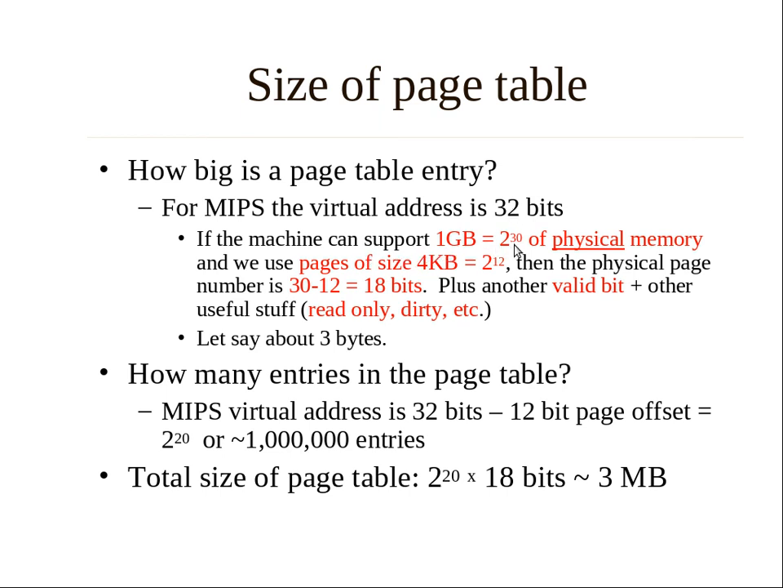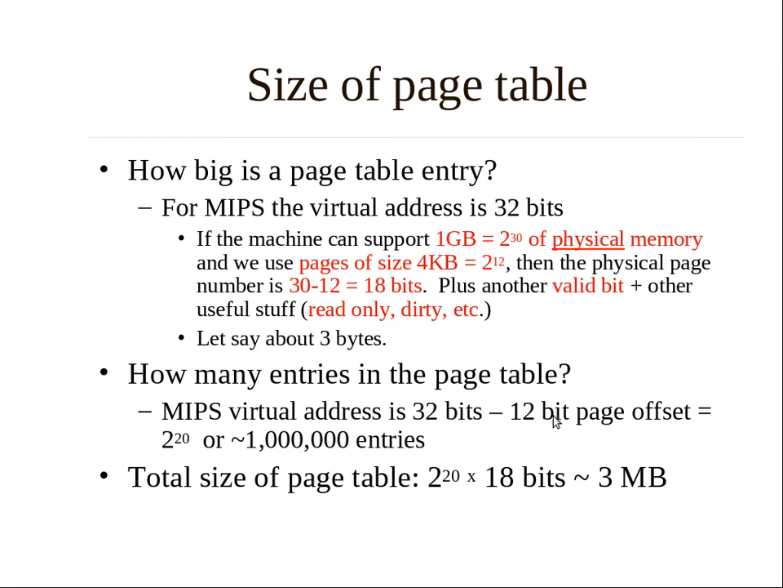The machine has 1 gigabyte, that's 2 to the 30 bytes of physical memory, because that's how much RAM it has. If we use a page size of 4 kilobytes, very common, 2 to the 12th, then the physical page number is 30 minus 12, which is 18 bits, plus another valid bit, plus other stuff, read-only, dirty. Let's just say it's 3 bytes.